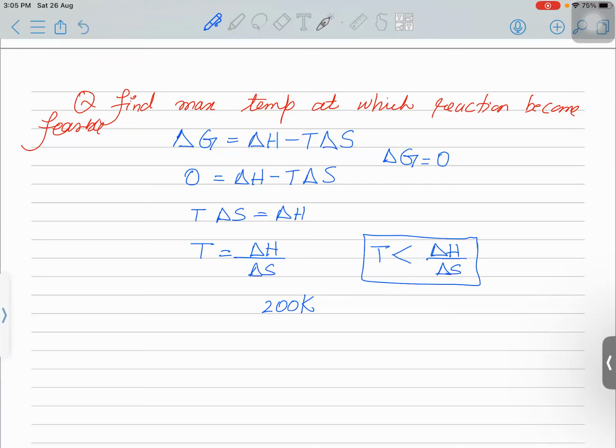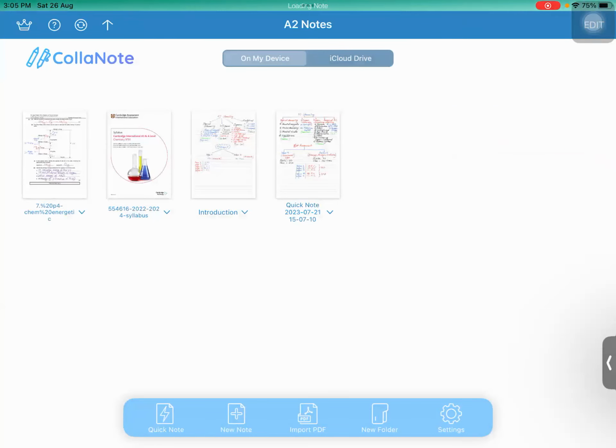Okay. We have a lot of factors behind this fact. At A2 level, you just memorize that whenever the value of delta G is negative, the reaction is feasible. A lot of energies are involved in it. Several physics formulas and thermodynamic rules are applied. So for chemistry purposes, just remember that whenever the value of delta G is negative, the reaction becomes feasible. Okay, now move to the past paper question.